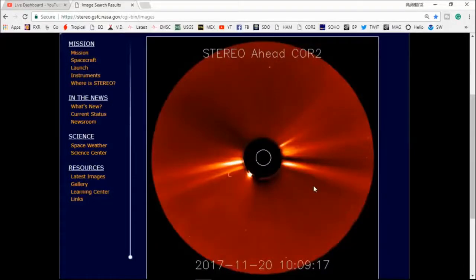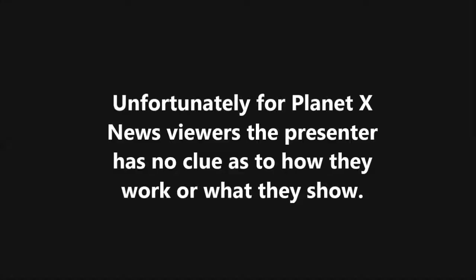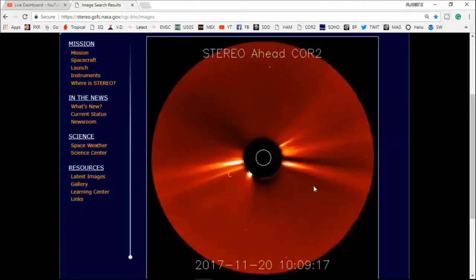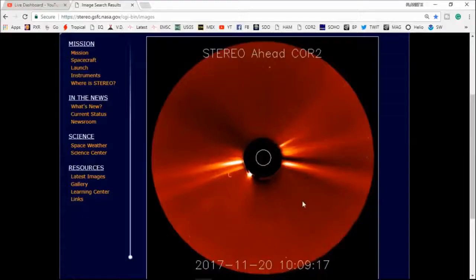Now, I view these instruments several times a day, every single day. And 2 days ago, I published some photographs that I captured on the Stereo Ahead Core 2 imaging, the exact same screen that you're looking at right now. Now, at this timestamp, 10:09:17 AM UTC time, right up here was an impression of a very large round object that appeared in the image.